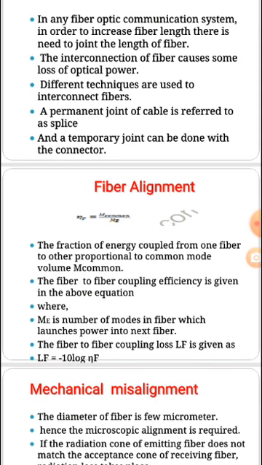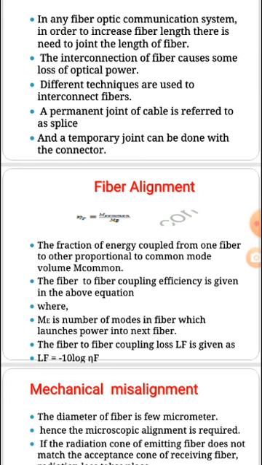There is a formula that is NF, N for the coupling efficiency or coupling power, that is equal to M common by ME. Here, the fraction of energy coupled from one fiber to another fiber is proportional to common mode volume, that is M common. That means there are so many modes which are responsible for power propagation, especially in multimode fiber. And here M common is a common mode volume, and many modes are responsible for the light propagation.